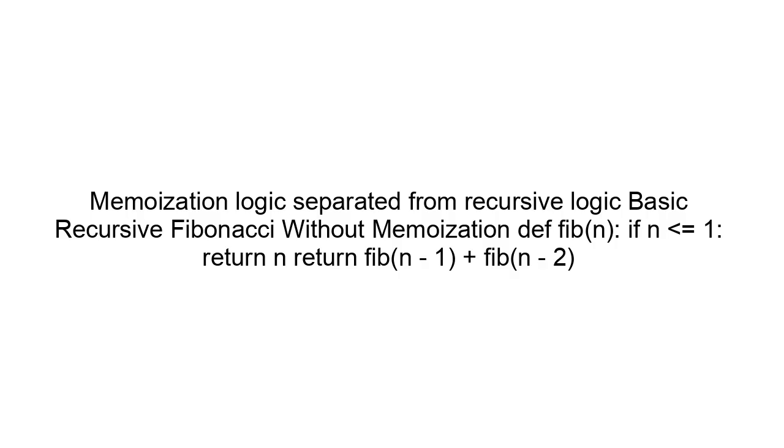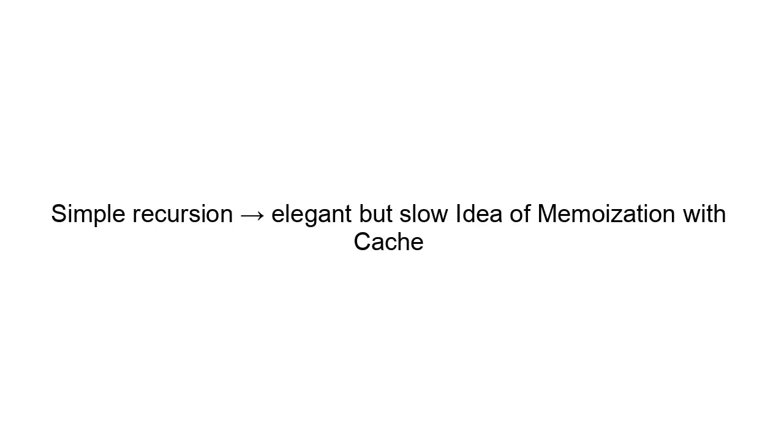Basic recursive Fibonacci without memoization. def fib(n): if n <= 1, return n. Return fib(n-1) + fib(n-2). This is simple but inefficient. For larger n, it becomes very slow. Example concept: simple recursion means elegant but slow.